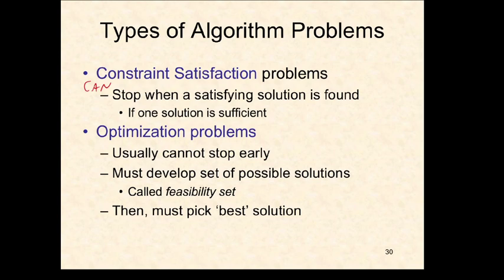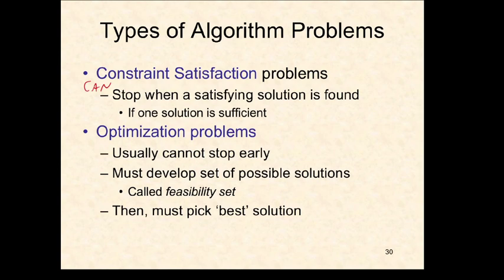In optimization problems, we usually cannot stop early because most of the time it's hard to know that our current solution is the best. What we usually have to do is go through every possible solution, and pick the best one of the ones that are feasible. Feasible meaning it hasn't violated any constraints.